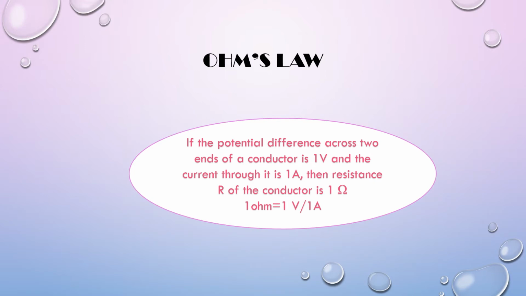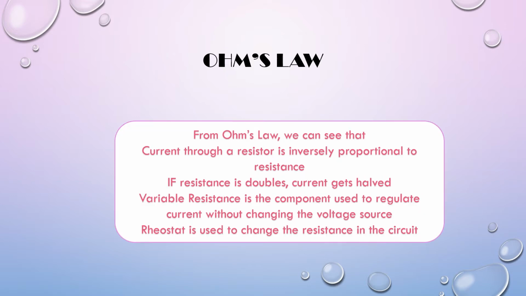Now, if the potential difference across two ends of a conductor is 1 volt and the current through it is 1 ampere, then you can say that the resistance of the conductor is 1 ohm. That is, 1 ohm = 1 V / 1 ampere. From Ohm's law, the current through a resistor is inversely proportional to resistance, which means if the resistance is doubled, the current gets halved.